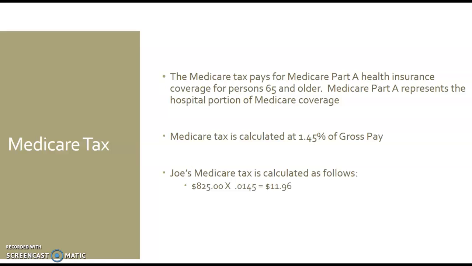So, Joe's Medicare tax is calculated as follows. His gross pay of $825 times the Medicare tax rate of 1.45%. And you see that I converted it to a decimal before I multiplied it. And his Medicare tax is $11.96.